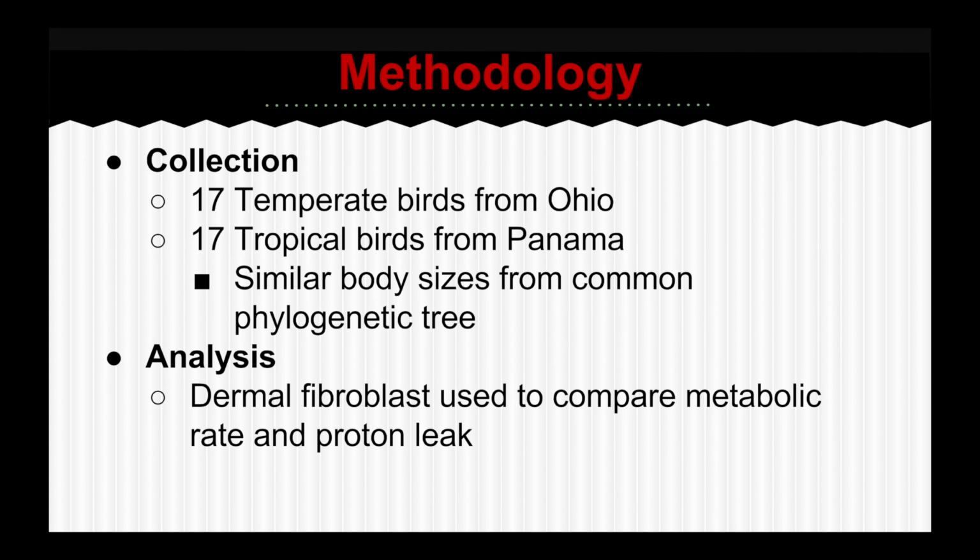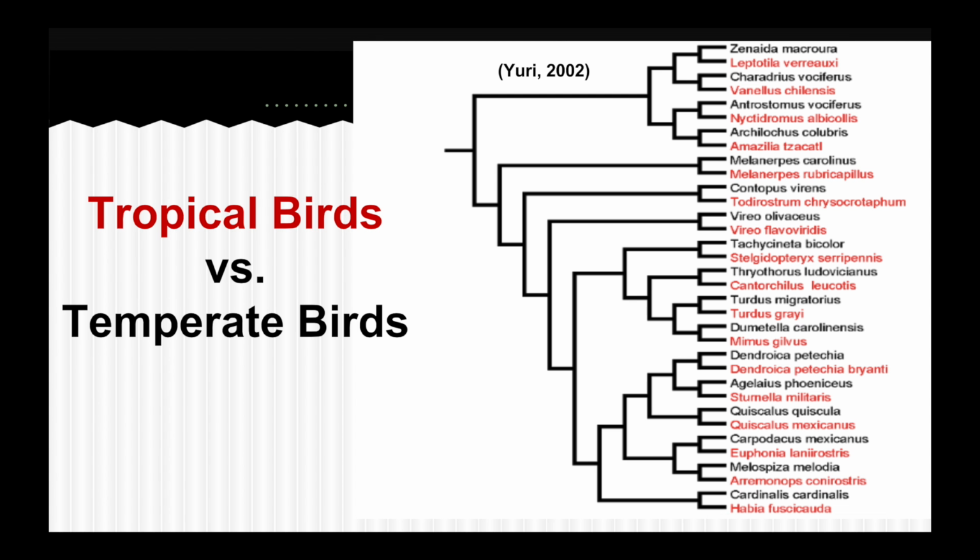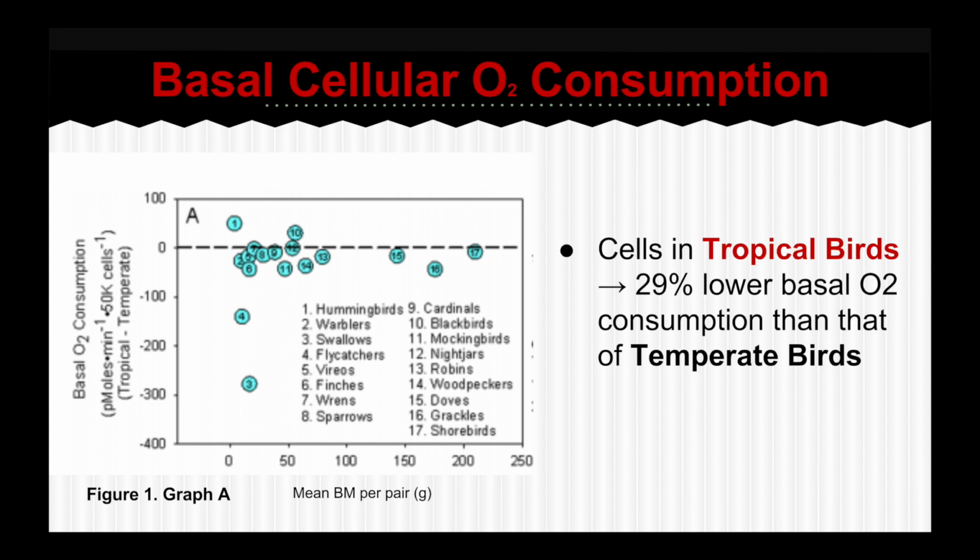To examine the relationship between cellular metabolic rate and life history, the researchers compared the metabolic rate and proton leak from the dermal fibroblasts of 17 tropical and temperate species. These species were phylogenetically paired and had similar body sizes. The names in red represent the tropical birds, and the names in black represent the temperate birds. These birds were collected from common nutritive and thermal environments, with the temperate birds from Ohio and the tropical birds from Panama.